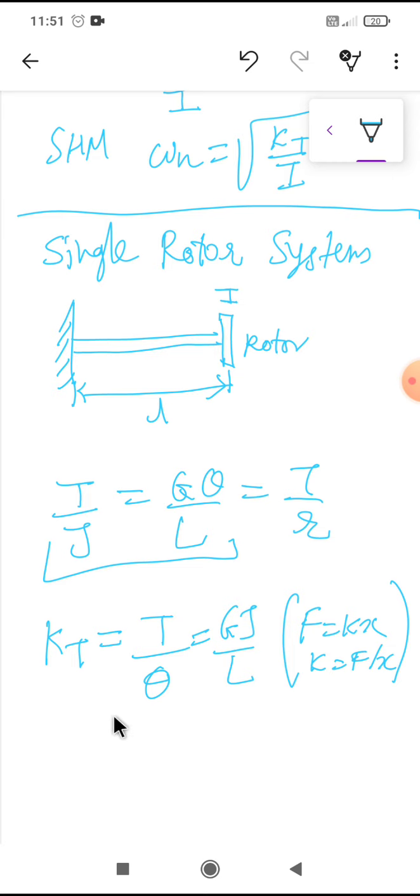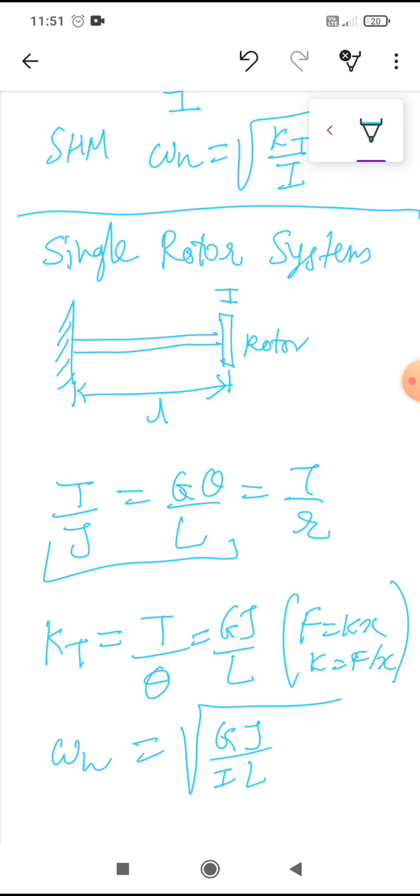So now if I want to find omega n, what is omega n? Here it is written omega n is under root kt by I. I will just use that equation. Under root kt, and kt is GJ by L, and I. So our natural frequency for single rotor system is under root GJ by IL. So this is the equation for single rotor system.